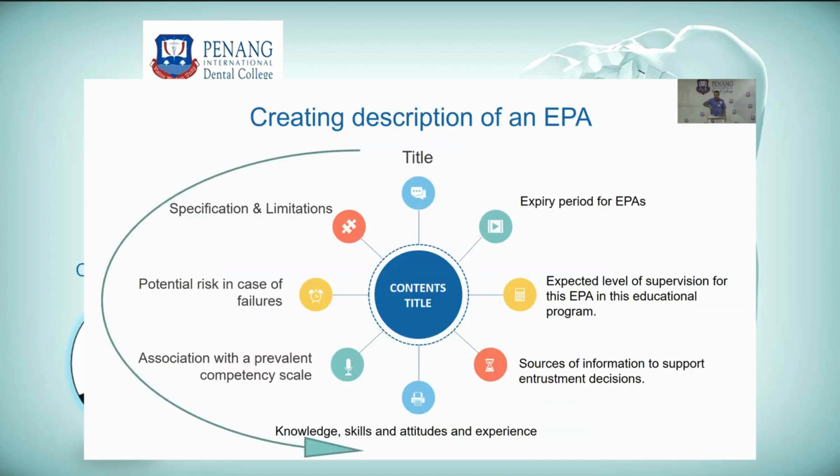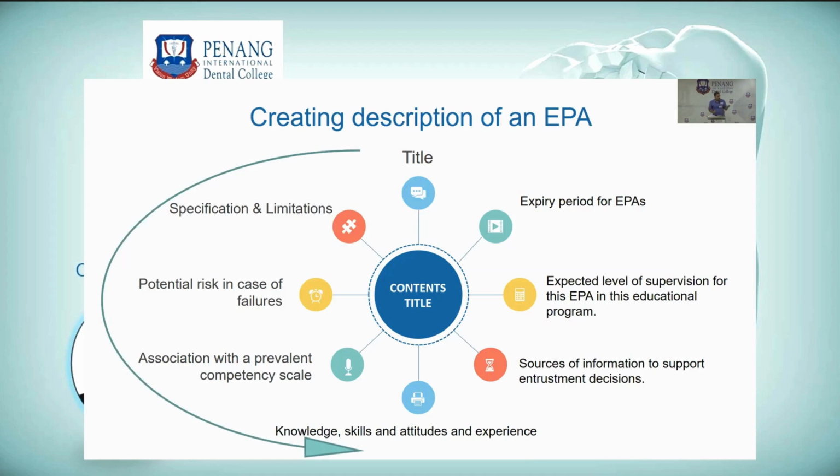So now when you're creating an EPA, these are the suggested titles. You should have a title of the EPA. Then in that EPA, you must have a specification. Specification and limitation, that means what the student is expected to do and what he's not expected to do. Then potential risk of failures. Imagine we are doing an EPA for needle stick injury. Is there a risk of failure if he doesn't perform the EPA properly? He may get infected. So this risk we must identify right in the beginning.